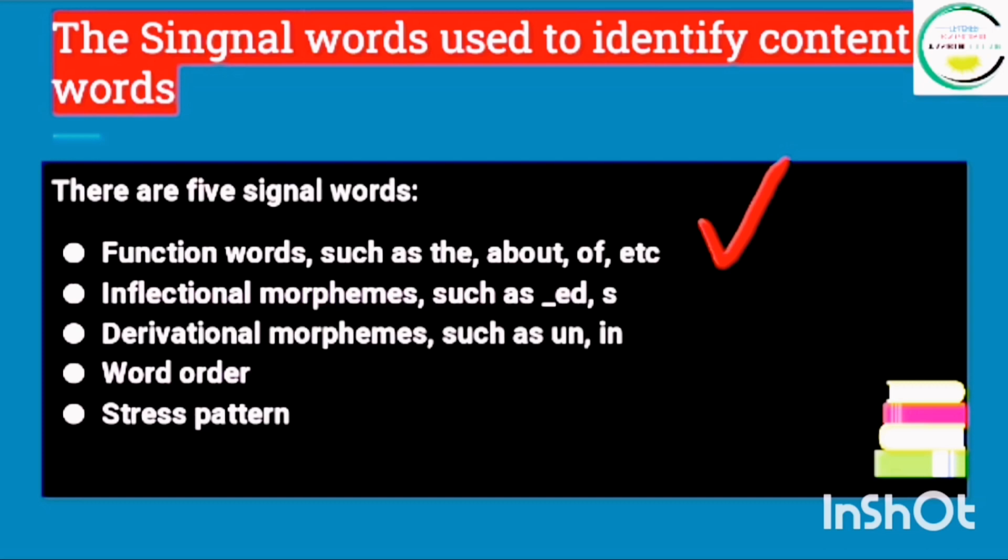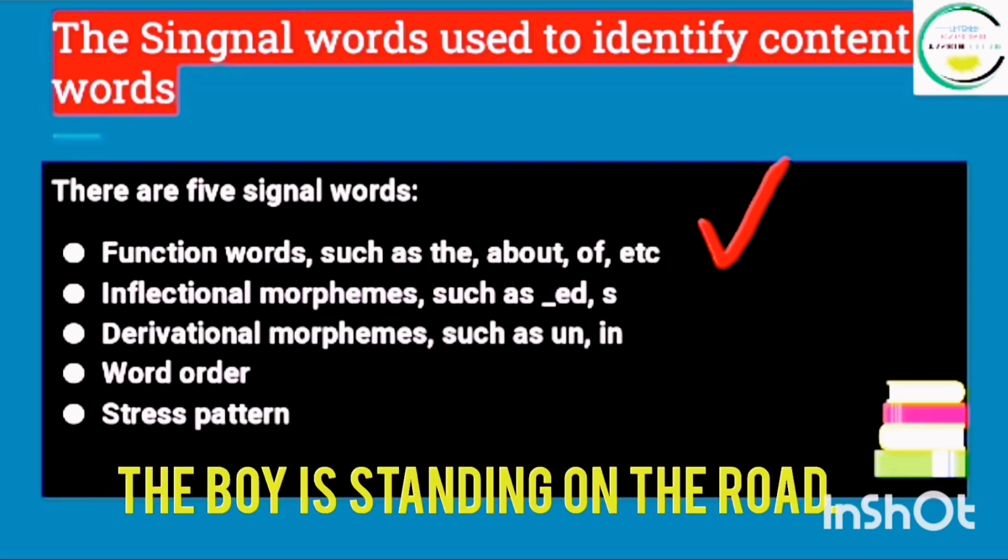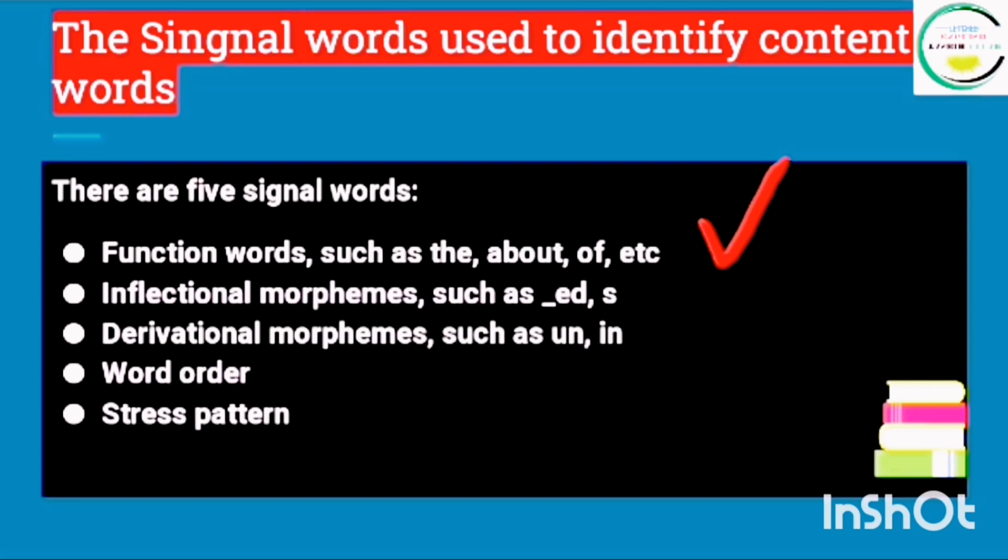Let me say, for example, the boy is standing on the road. So here boy is a noun because it is followed by the functional word the, and the is an article, and an article is always followed by a noun. So here, in this example, boy is a noun. And we may use inflectional morphemes and derivational morphemes to identify content words in a sentence.